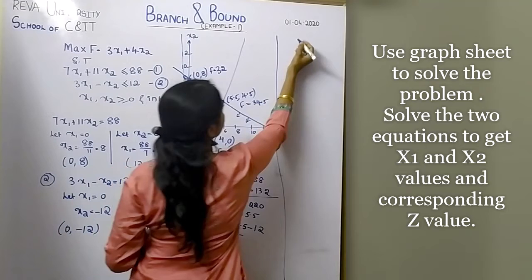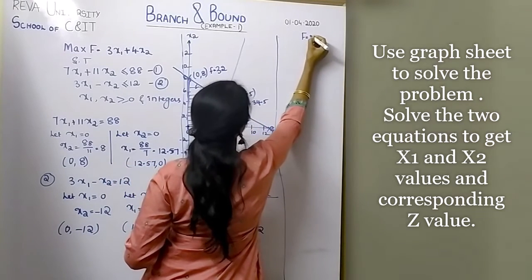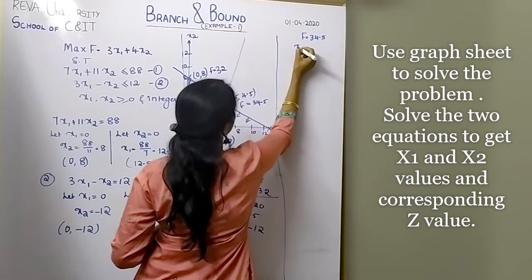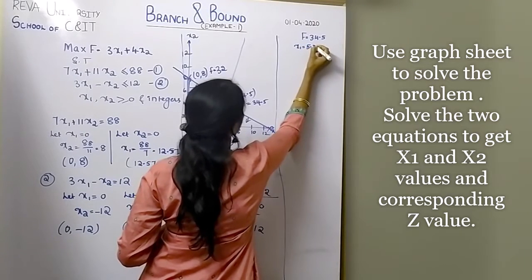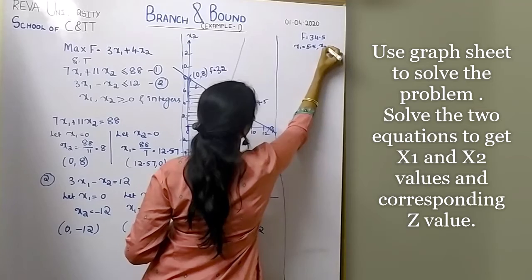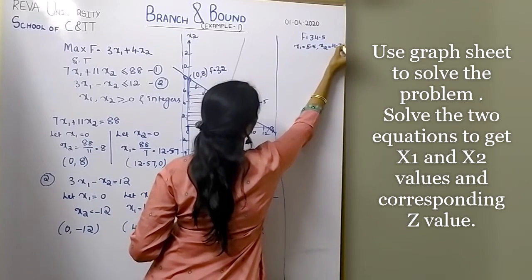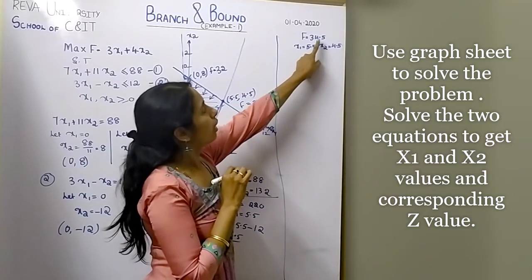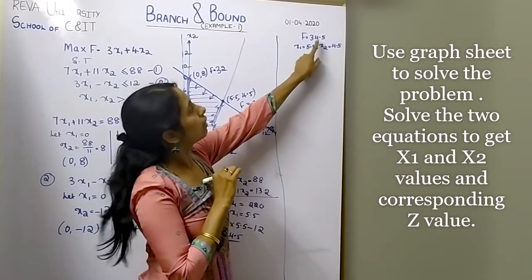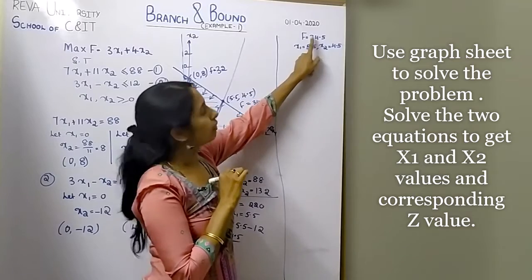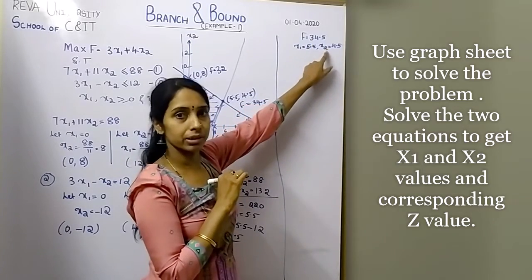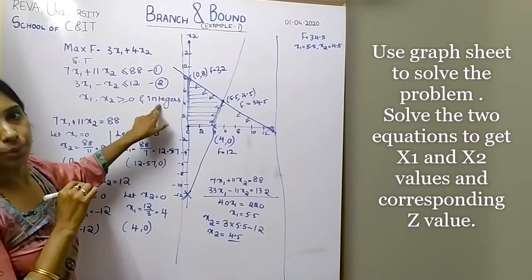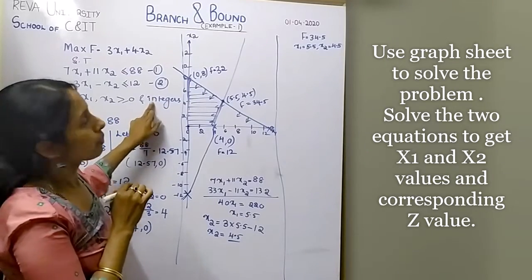So I will write here f is equal to 34.5. x1 value is equal to 5.5. x2 value is equal to 4.5. Now, since this gives me the maximum value for f, whether we can consider this x1 and x2, we can't consider because it says both x1 and x2 should be integers.